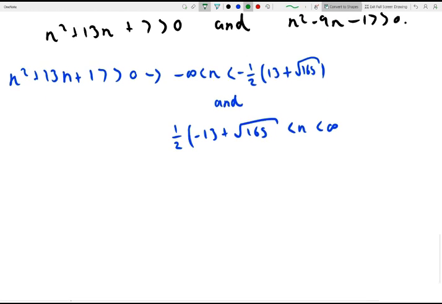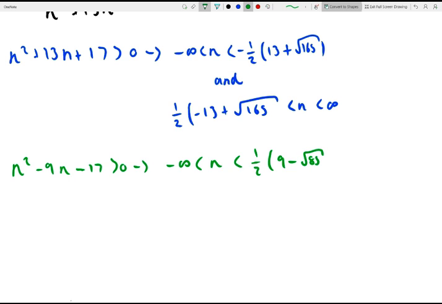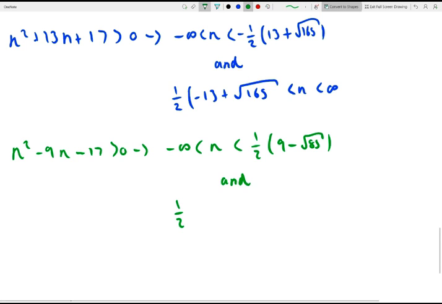Okay, and in green, let's do the other interval. So the other quadratic inequality gives us n squared minus 9n minus 17 is greater than 0, and this gives us that n again wants to be greater than negative infinity, but less than a half of 9 minus root of 85, and n wants to be greater than a half of 9 plus root of 85, but less than infinity.